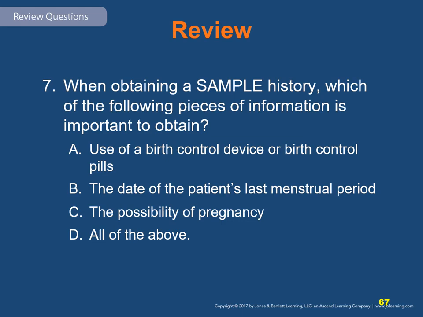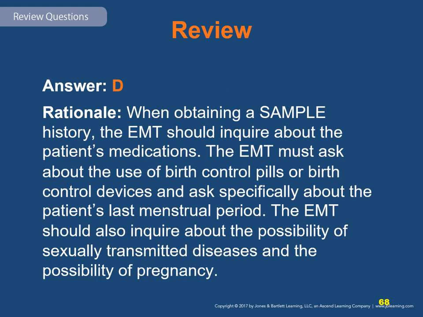When obtaining a sample history, which of the following pieces of information is important to obtain? A. Use of birth control device or birth control pills, B. The date of the patient's last menstrual period, C. The possibility of pregnancy, D. All of the above. The correct answer is D. The EMT should inquire about the patient's medications, the use of birth control pills or devices, and the last menstrual period. The EMT should also inquire about the possibility of sexually transmitted diseases and pregnancy.